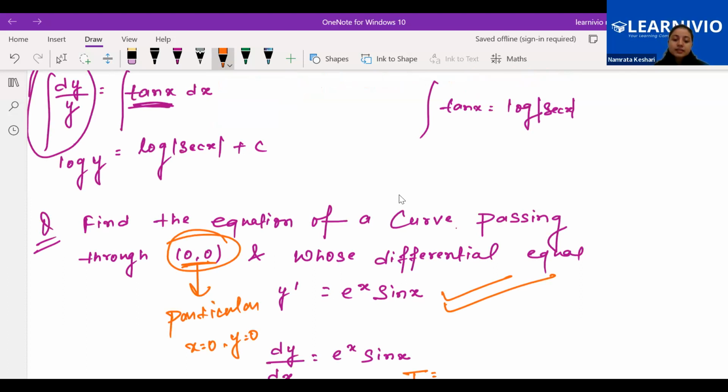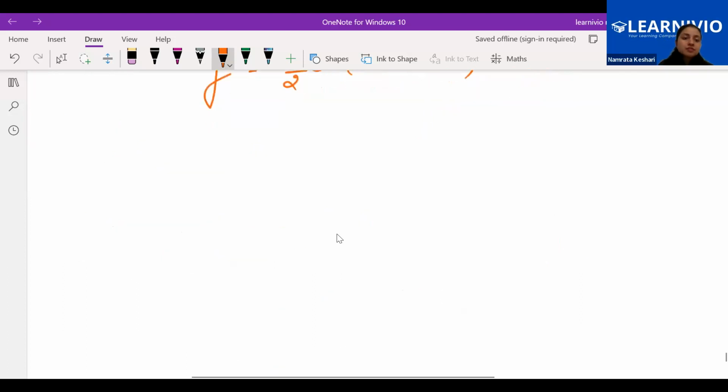Next one is also like this. For the differential equation, I'm just writing the differential equation which is given. It is xy dy/dx is equal to x plus 2 over y plus 2. Find the solution, again passing through (1, -1) is given.